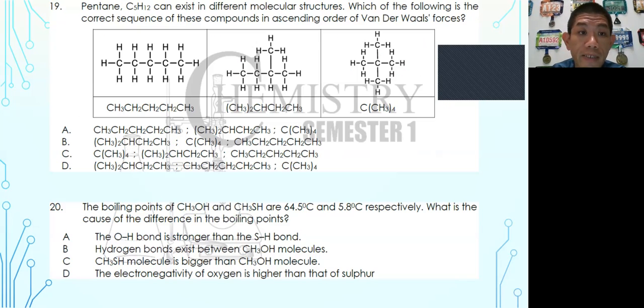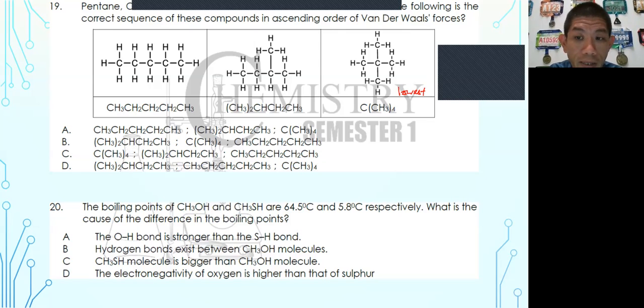Then we go for number 19. Pentane C5H12 can exist in different molecular structures. Which of the following is the correct sequence for this compound in ascending order of van der Waals forces? In here, this one we have the lowest. This molecule has the lowest. Why? Because it has more branches. The greater the number of branches, the lower the total surface area, therefore the lower the boiling point.